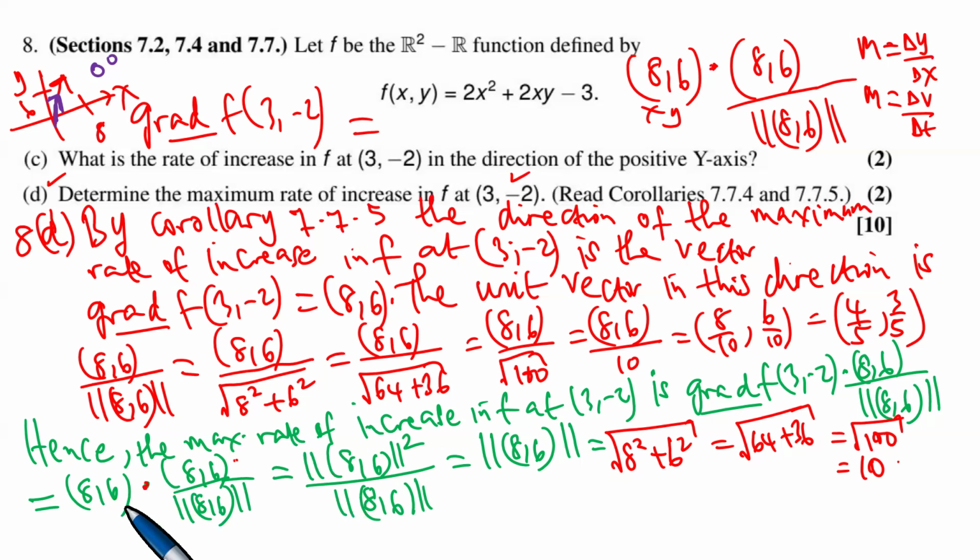Why? Because the maximum rate of increase must be a number, and the gradient is a vector, an ordered pair, 8 and 6. We want to know the maximum rate of increase, so it has to be a number, but this one is giving us 8 and 6. It is surely something else. I'm sure that it's going to be much clearer as we move along.